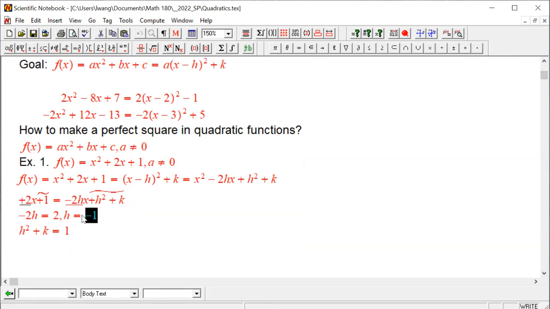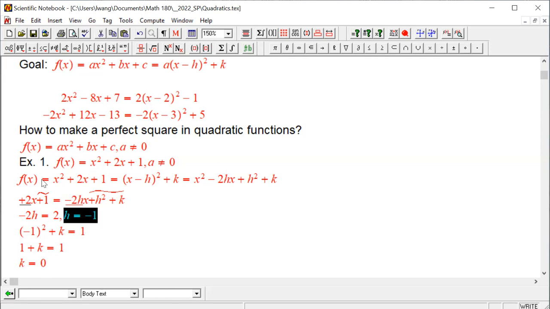Okay. Once we found h, we're going to replace h by its equal, which is -1. And we know that h squared plus k equals 1. So that's how we get the second one. Now this is 1, this is 1, so k is 0, right? So we end up with 1 plus k equals 1. So the consequence is that k equals 0. We found h, we found k this way. So now k is 0, h is -1.